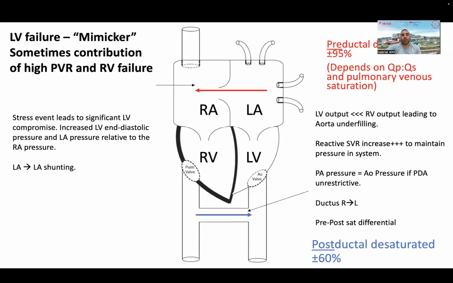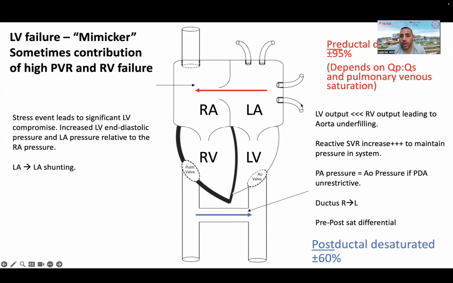Finally, sometimes you can have mimickers or contribution of biventricular dysfunction. When you have significant LV failure, these patients may have absolutely no output or very limited output into their systemic vasculature. And because of that, it's the RV that's pumping a right to left shunt via the duct and sending blood flow to the systemic circulation. And in this context, this duct is absolutely essential to maintain systemic output. These patients will often have high left atrial pressure because the LV is failing. And because of that, you get left to right shunt at the atrial level.